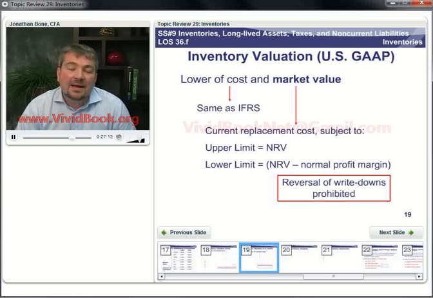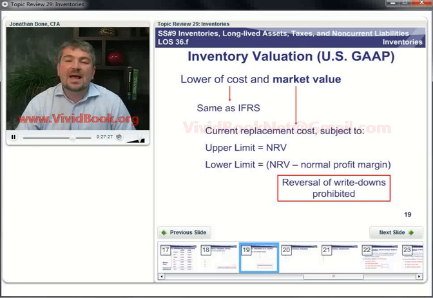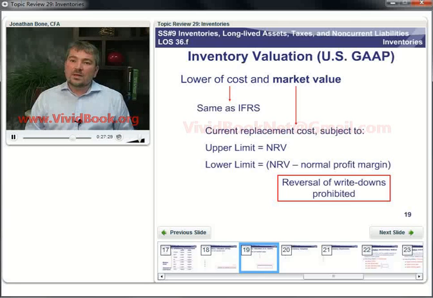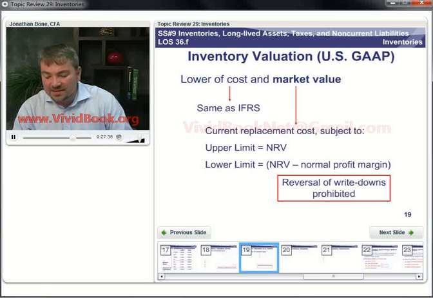But again, if your market value has fallen below cost, then you have the write down. Write it down to market value in the balance sheet. Show the write down as an unusual or infrequent item in your income statement as an expense, reducing net income. Now again, note with US GAAP, once you write down your ending inventory, you're not allowed to reverse that even if market value recovers in a subsequent period.